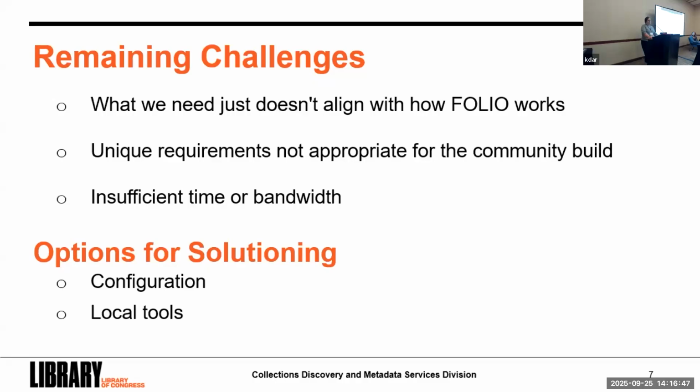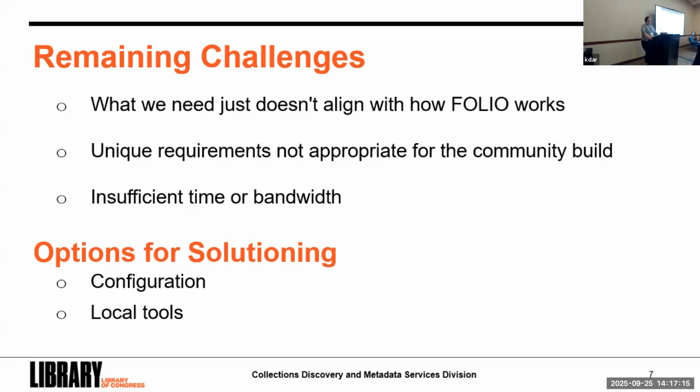We also had a lot of unique requirements that just weren't appropriate to add to the community build. All of the development that's been done on our behalf in Folio goes back to the community build. So things like local validation routines. We have some pretty tricky requirements there that wouldn't be appropriate for us to add to the community build.